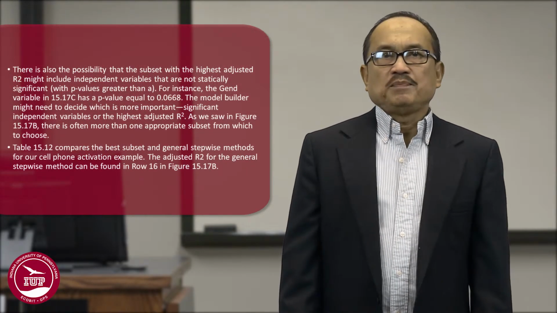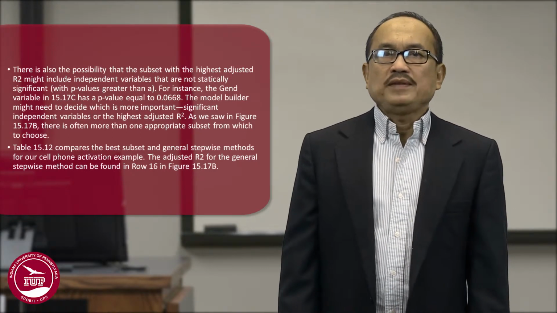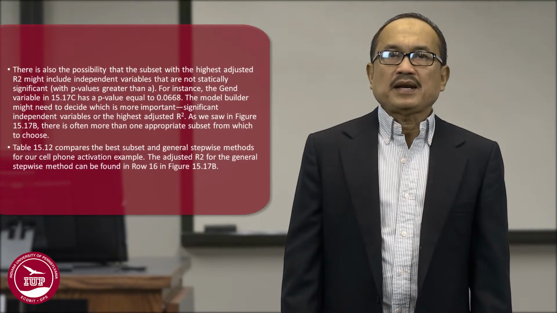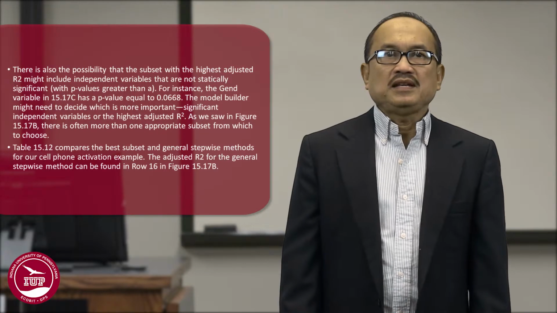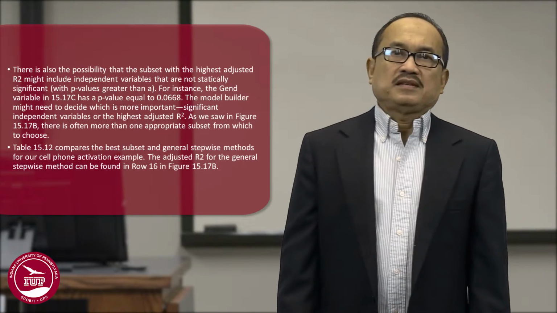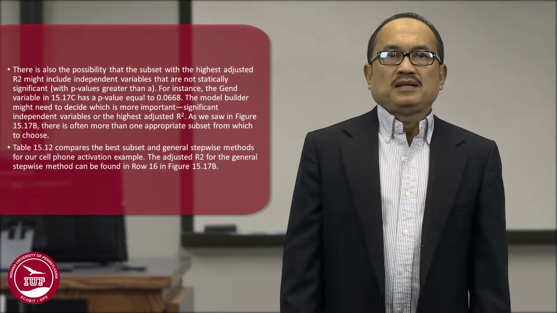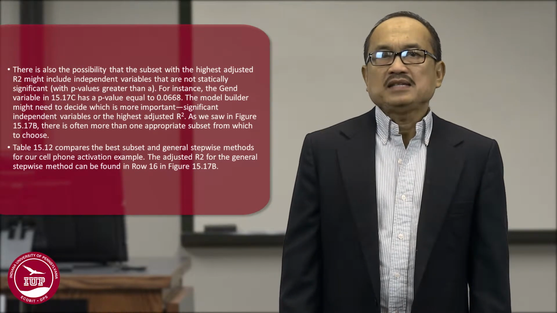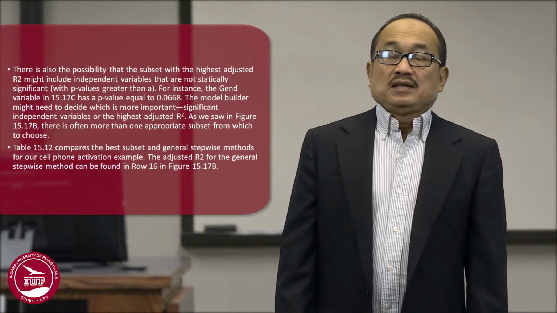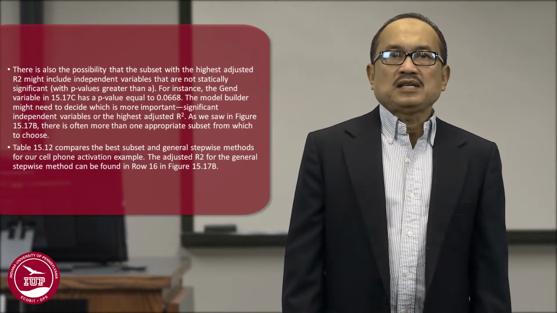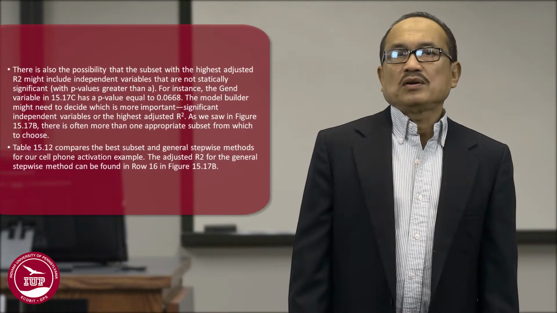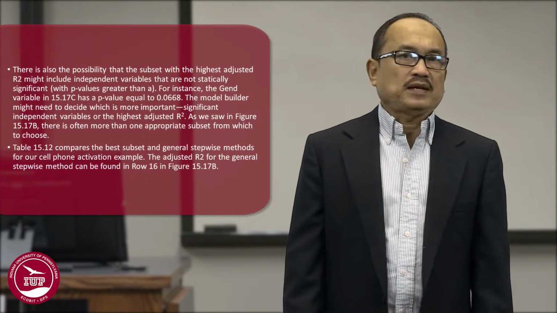There is also the possibility that the subset with the highest adjusted R-square might include independent variables that are not statistically significant, with p-values greater than alpha. For instance, the gen variable in 15.17c has a p-value equal to 0.0668. The model builder might need to decide which is more important, significant independent variables or the highest adjusted R-square.